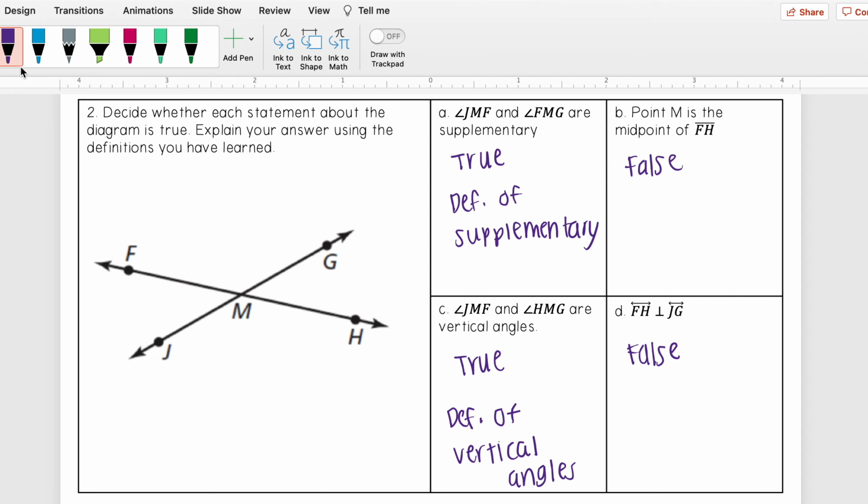And then for part C, I see that JMF, HMG, those are vertical angles. You can see that in the diagram. And then for this last one, it is false because, again, it doesn't have that marking of being perpendicular. I don't see that little box that represents a 90-degree angle.